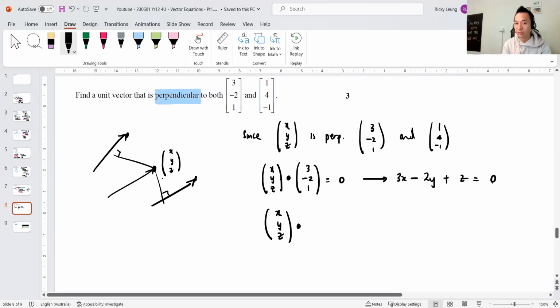And so we're not solving for x, y, and z. Just keep that in mind, right? So the second perpendicular expression gives me x plus 4y minus z equals 0.